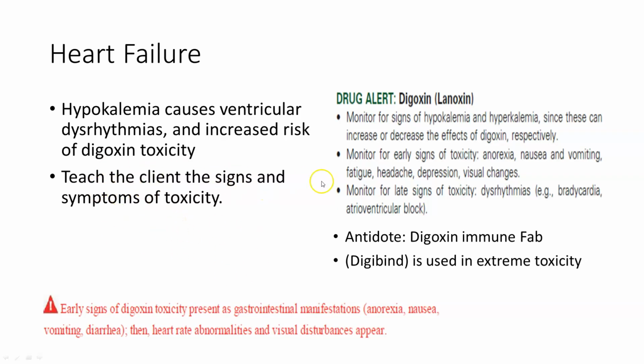So we're going to do our patient teaching. You can see in this drug alert, they do specifically say hypo and hyperkalemia. And then we look for anorexia, nausea, vomiting, fatigue, headache, depression, visual changes. So what I want us to think is, NCLEX knows that you guys know that it's yellow halos. Oh my goodness, it's yellow halos. They're not going to ask you that.